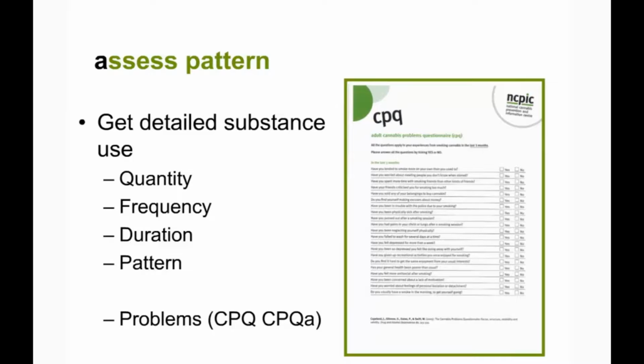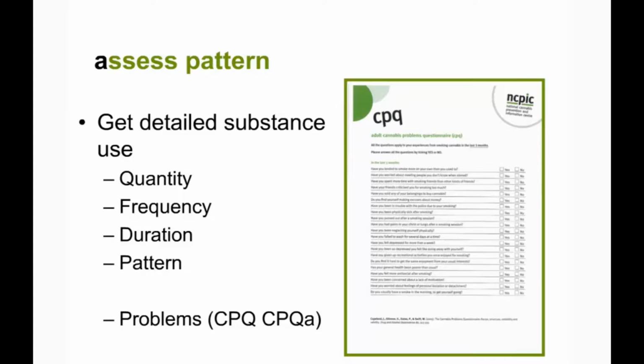This is the Cannabis Problems Questionnaire, and there are 2 of them. The A stands for adolescent. So you, again, may wish to download either or both of these and suggest that someone fill them out. And again, it needs to be prefaced by, look, some people say that they have problems related to cannabis, and these are some of the problems that other people say that they experience. Can you just tell me whether or not you experience any of these?